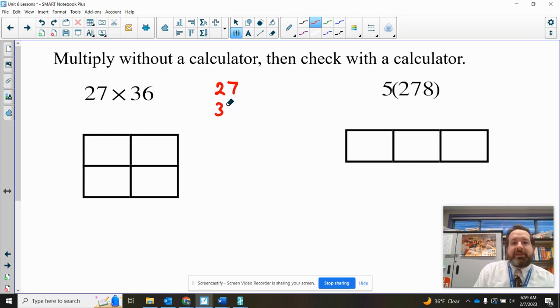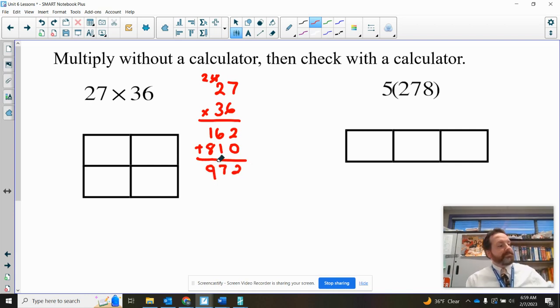You take the 27 and the 36, and then what you do is the 6 times the 7, so that's 42. 6 times 2 is 12. 12 plus 4 is 16. And there you got that. Then I put a 0 and do the same thing with the 3. So 3 times 7 is 21. 3 times 2 is 6 plus 2 is 8. And then I add these up. So 2, 7, 9. I'm now going to take my trusty calculator and see if that went okay. 27 times 36, 972. Looks good.